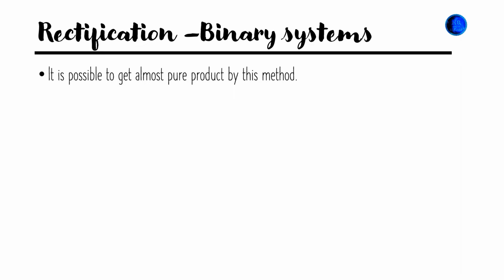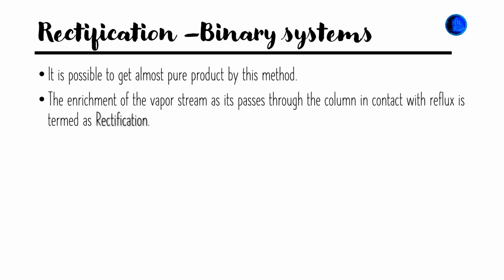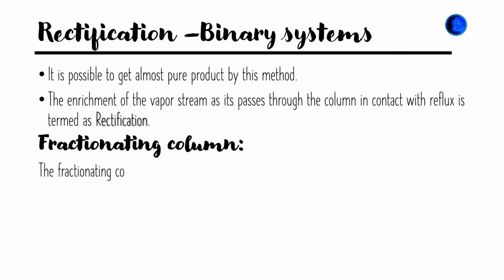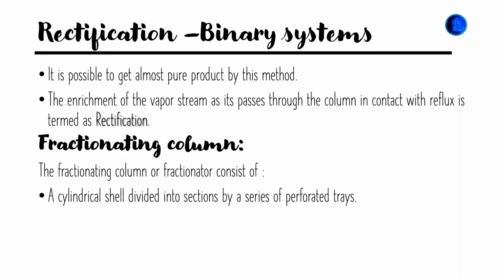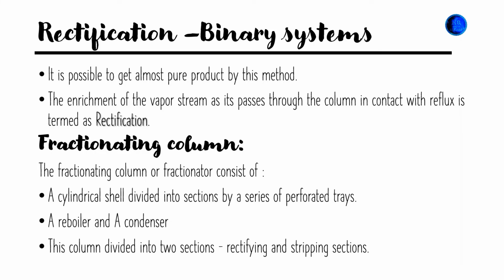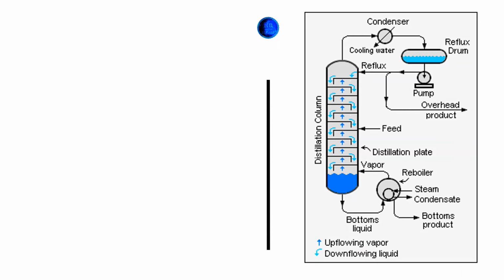The enrichment of the vapor stream as it passes through the column in contact with reflux is termed rectification. Fractionating column. The fractionating column or fractionator consists of a cylindrical shell divided into sections by a series of perforated trays, a reboiler and a condenser. This column is divided into two sections, rectifying and stripping sections.